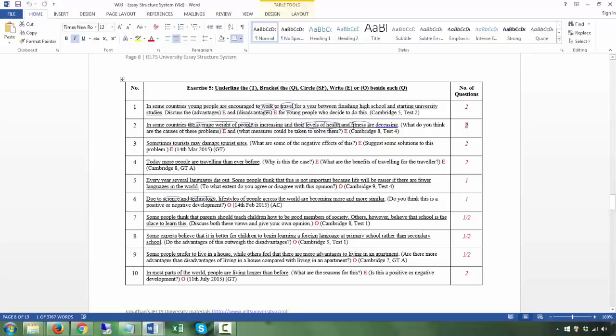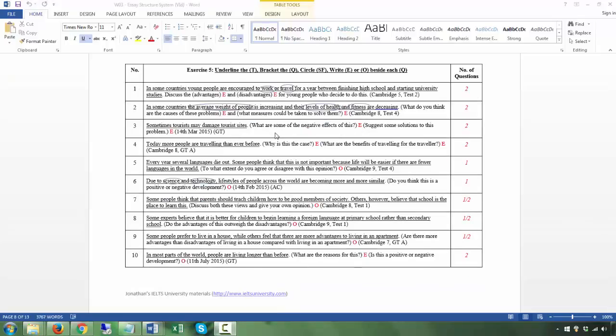So just take note of a question like this. I would say try to mention 3 things: at least health, fitness, and also talk about the weight. Right, the next question. Sometimes tourists may damage tourist sites. That is the T. And the questions are, what are some of the negative effects of this, and suggest some solutions to this problem. So both of these are Qs, so number of questions is 2, and both of them are expository. Okay, EE. No position to be taken.